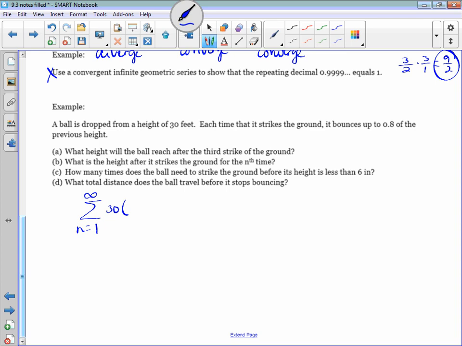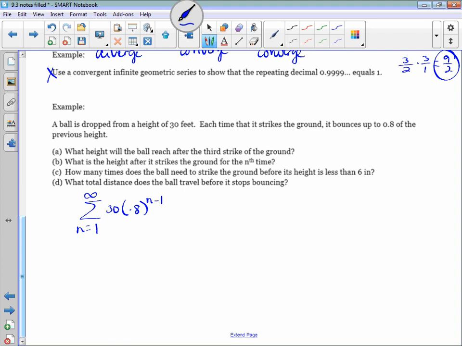What's my R? 0.8. Okay. To the n minus 1. Everybody okay with that? All right. 30 minus n times 0.8. No. Because it's 0.8 of the new height. You know what I mean? Okay.